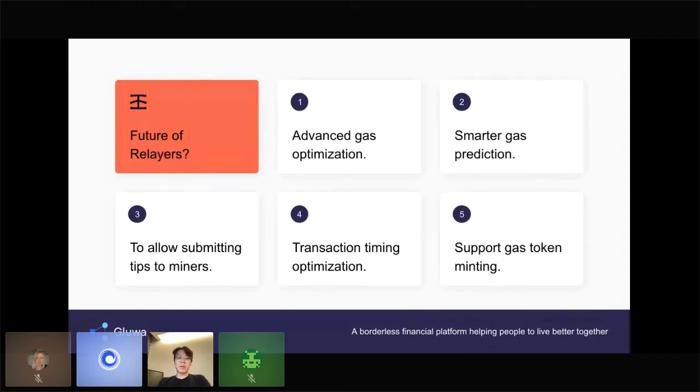Fourth, transaction timing optimization. By not only adjusting the fee, but also the timing of the publication to when the network congestion gets slower, we may save the gas fee even further. Lastly, support gas token minting to get gas tokens when gas prices are low and then redeem them when they are high. Note that some of these suggestions may already have been implemented under the hood, as ITX allows us to worry less about the transaction publication. We don't have to know everything anymore, which is nice.